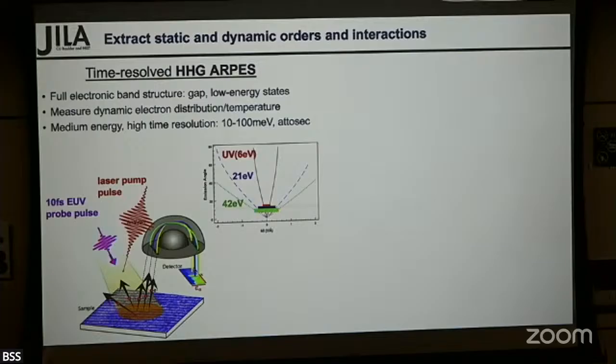And the wonderful thing about using high harmonics is that we can make these relatively higher energy photons so we can probe the entire Brillouin zone, which is important because sometimes you see the signature of the different low energy excited states, and they're not at the zone center. And so you need to be able to look at the full band structure to see what's going on.